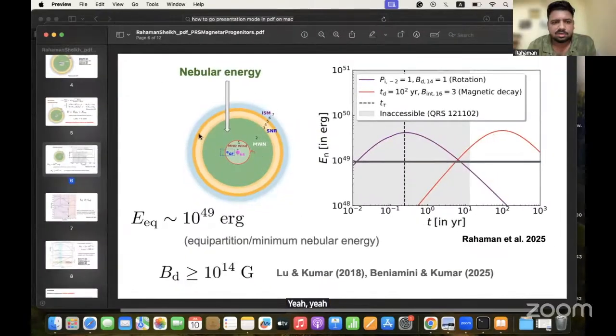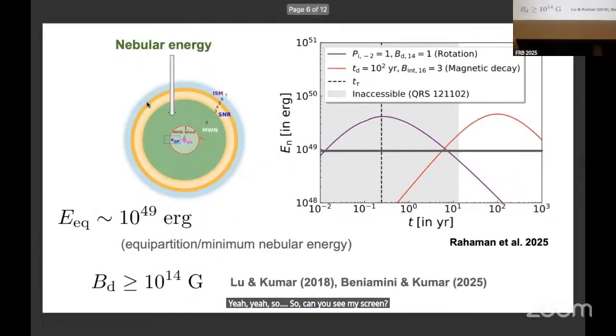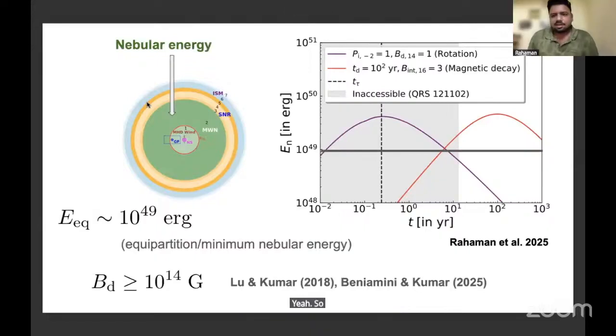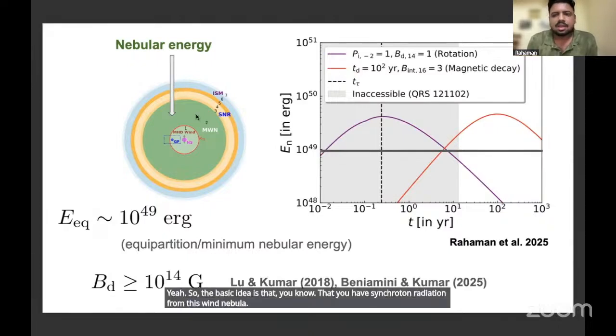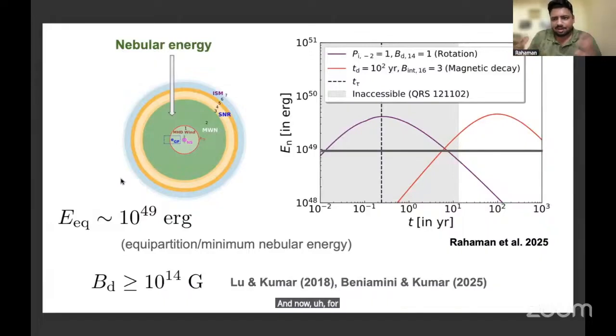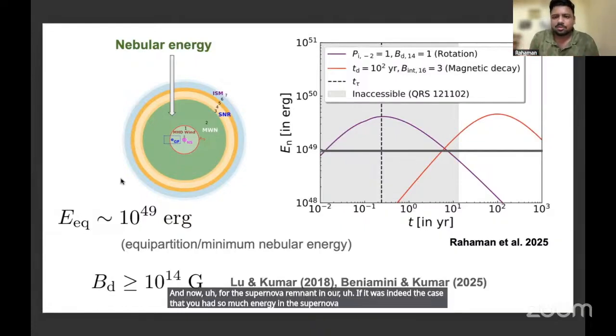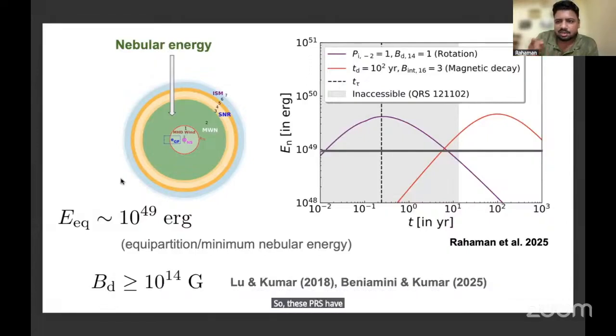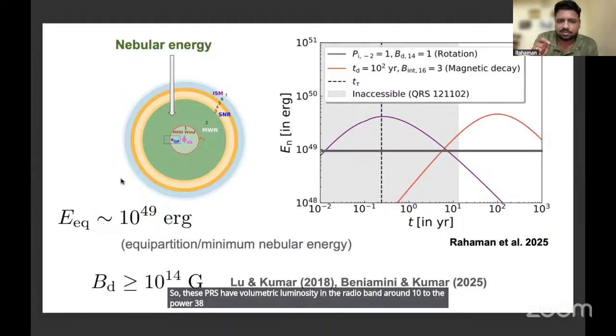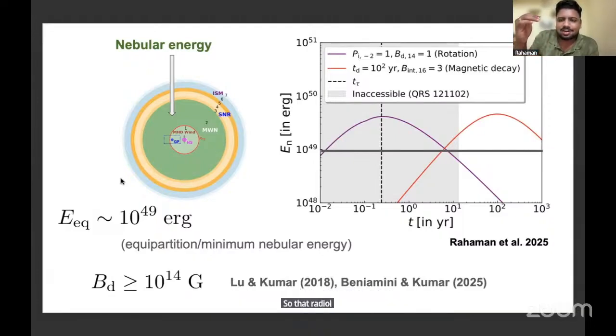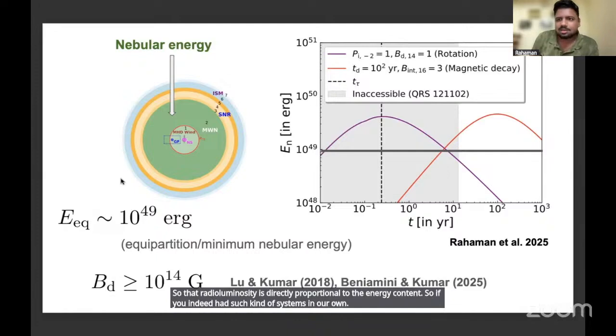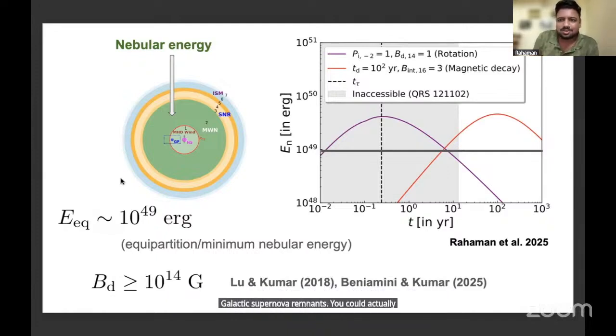Yeah. So can you see my screen? Yes. So the basic idea is that you have synchrotron radiation from this wind nebula. And now for the supernova remnant in our galaxy, if it was indeed the case that you had so much energy in the supernova remnant, you are born with very high luminosity. So these PRS have bolometric luminosity in the radio band around 10 to the power 38 ergs per second. So that radio luminosity is directly proportional to the energy content. So if you indeed had such kind of systems in our own galactic supernova remnants, you would actually see very luminous sources.